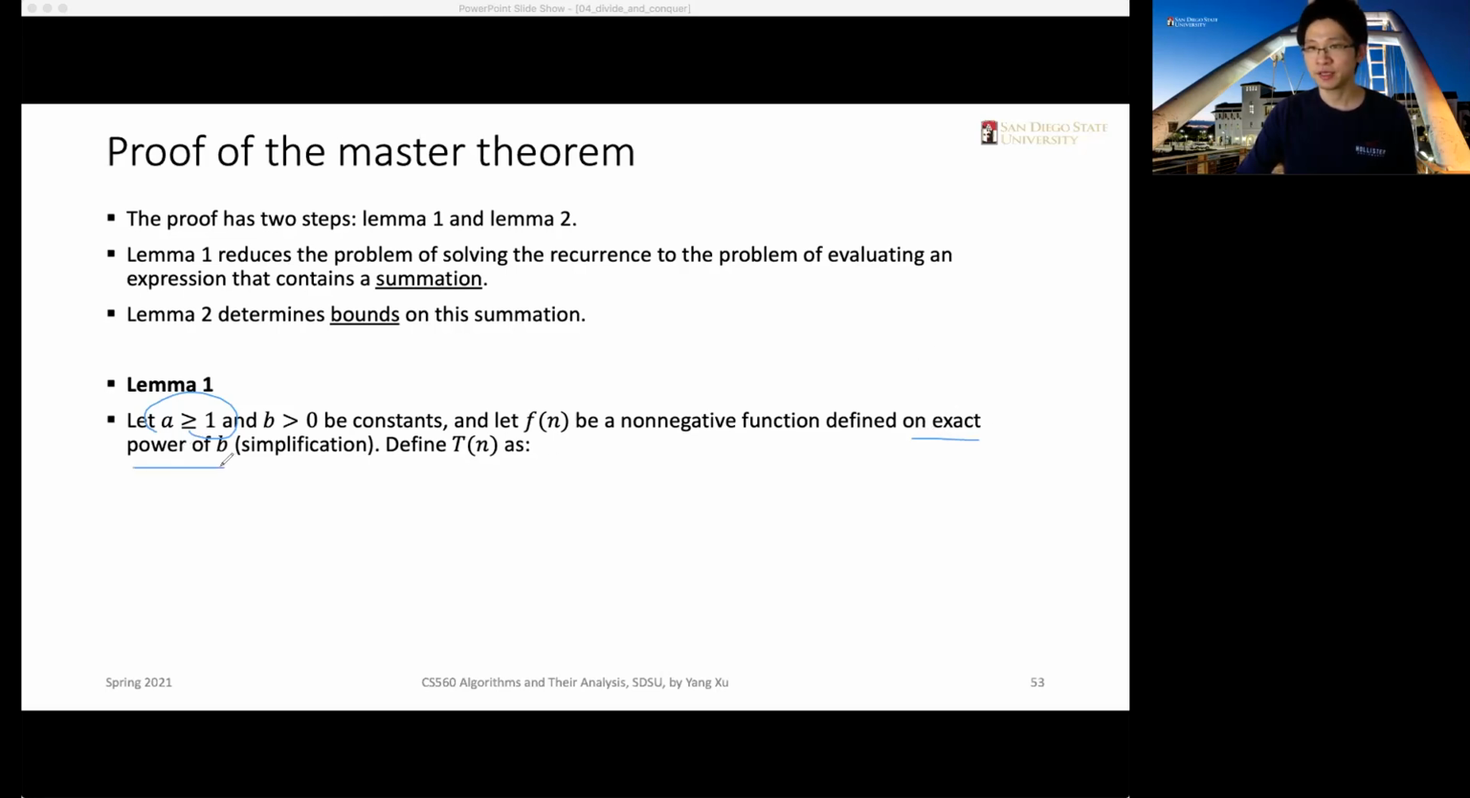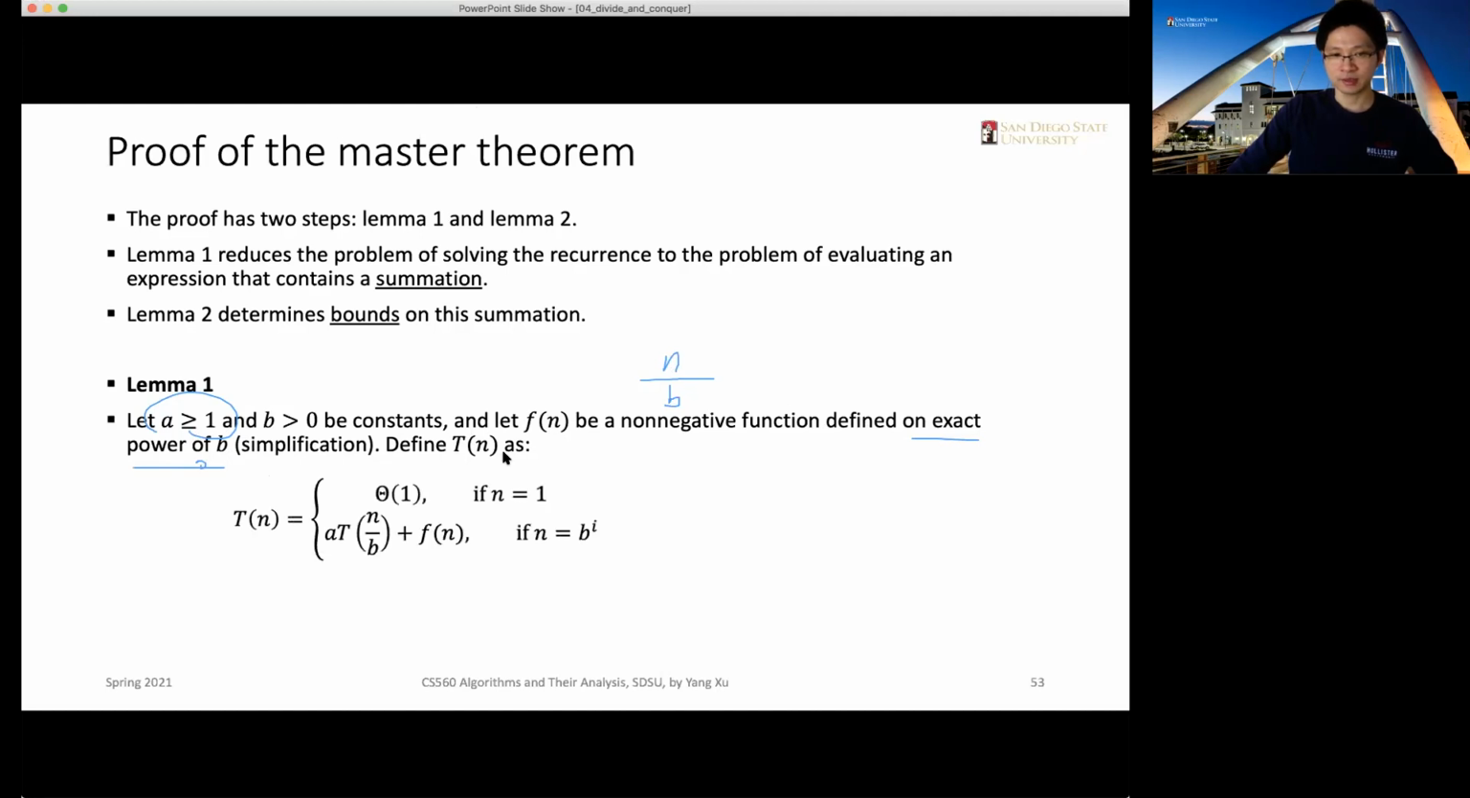Okay, so that makes things easier, right? Because when we divide n by b, if n is an exact power of b, then the whole division can be done without any remainder, right? So we'll define T of n as this, which is the form we want, the form of the Master Theorem.